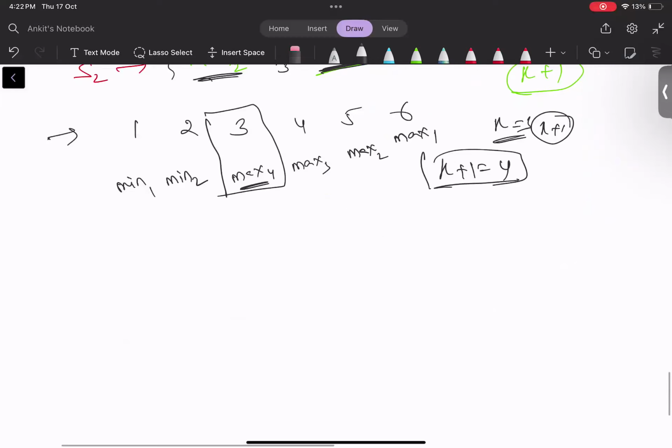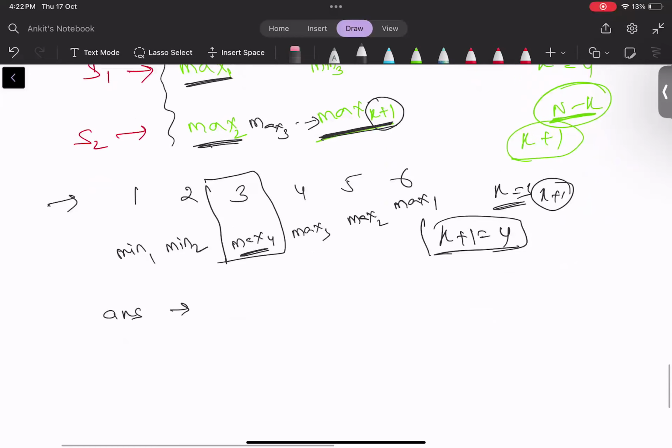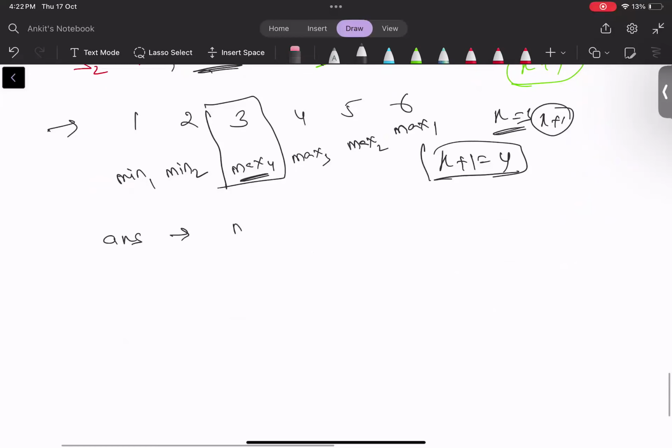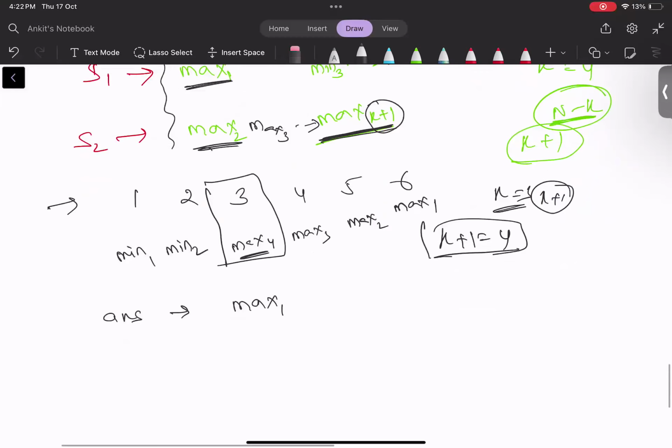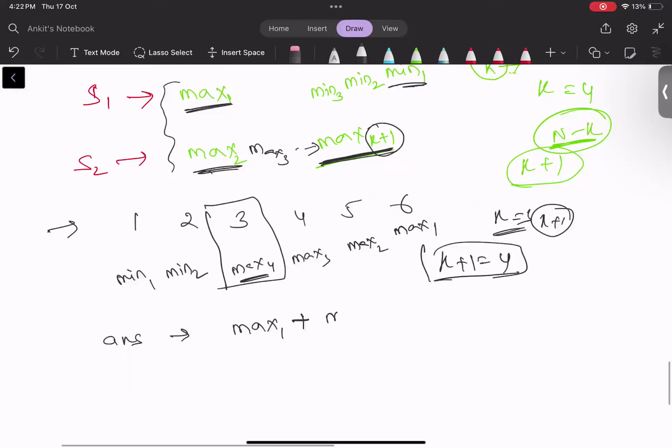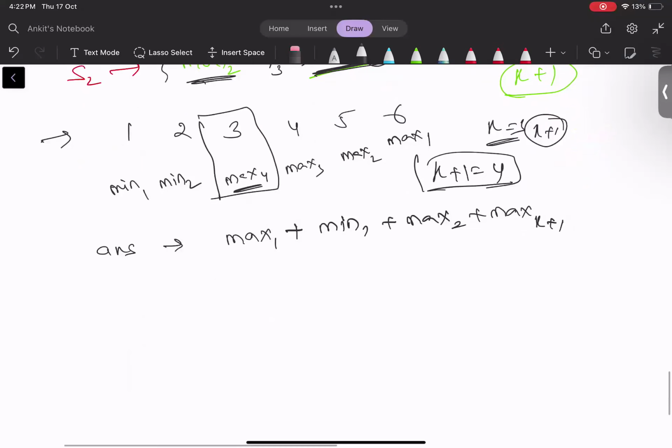What will be the answer here? In this case, what will be the answer? In the array, max 1 plus min 1 plus max 2 plus max k plus 1. Right? Isn't it the answer? In the array, how can we represent this after sorting?